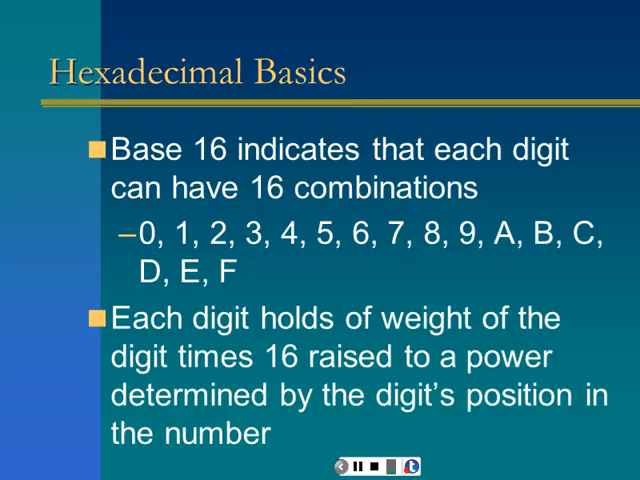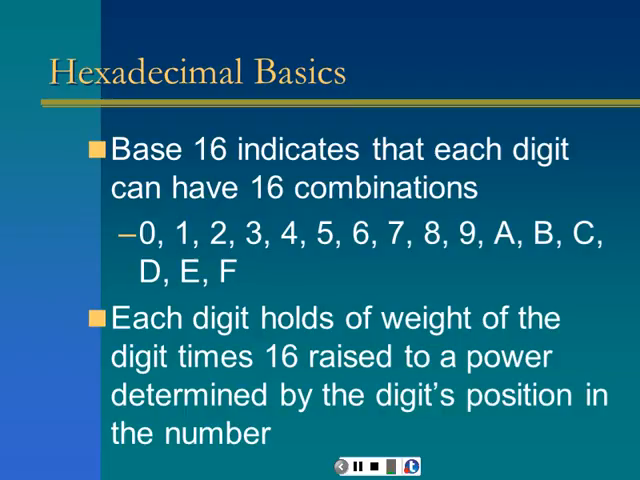Okay, so that's correct. When I passed F, I went to 10. And then when I went past 1F, I went to 20. And when I get past 2F, guess what I go to? 30.